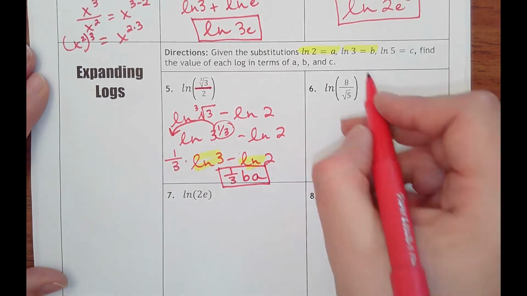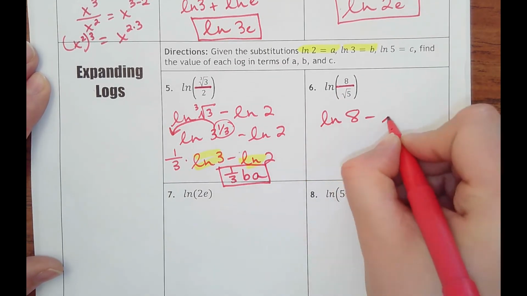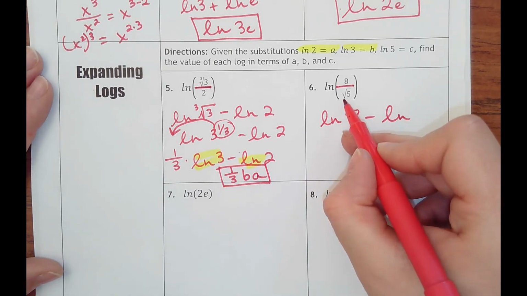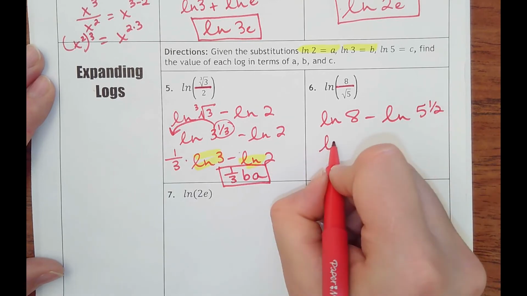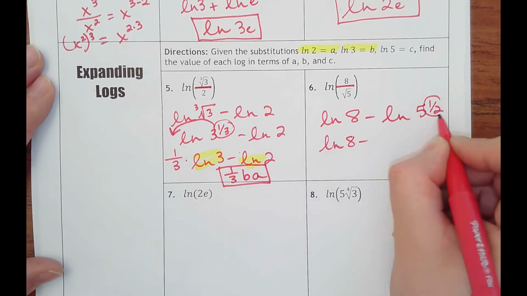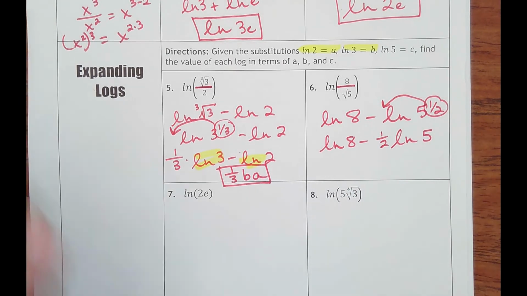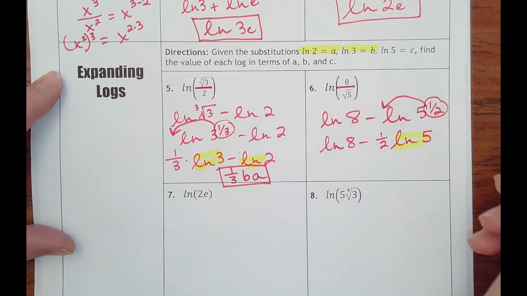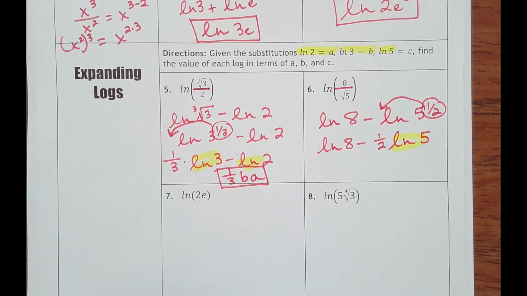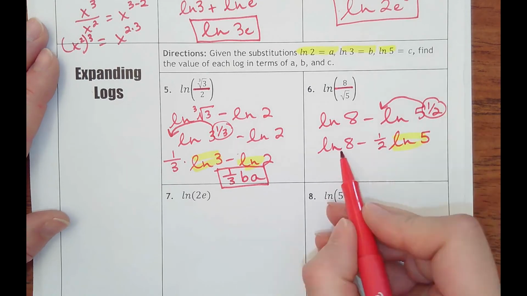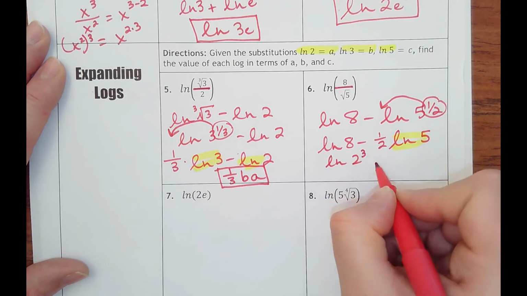Okay, number 6, very similar to that. We've got division, so we're going to split it with subtraction. Natural log of 8 minus natural log of square root of 5, which is really 5 to the 1/2 power. So I've got natural log of 8 minus, bring the power in front, 1/2 natural log of 5. I see natural log of 5 up there, but I do not see 8. But how could I use 2 or 3 or 5 to a power to make 8? It'd be natural log of 2 cubed makes 8.